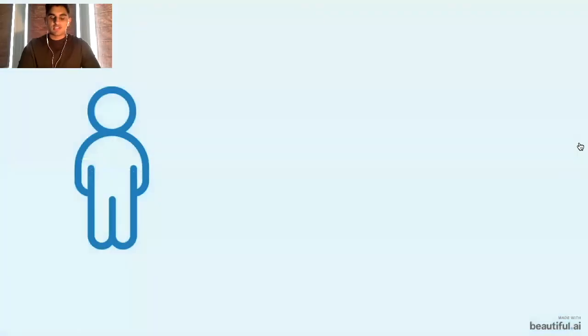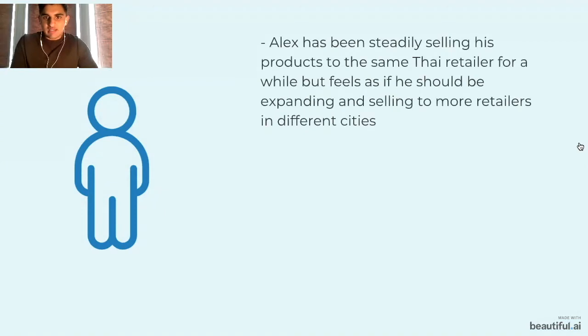So sales agents and distributors, let's set the scenario. Where are we in Alex's life journey in selling his green tea? So Alex has been steadily selling his products to the same Thai retailer for a while. Remember that retailer that he made a contract with during the international sale of goods? But he really feels that he should be expanding. He's doing well, he's selling a lot of products, but he should be going to a lot more retailers in different cities. He could be making 10 times, 20 times the amount of money that he's making now if he starts to sell to more shops and all these shops start to compete with each other.